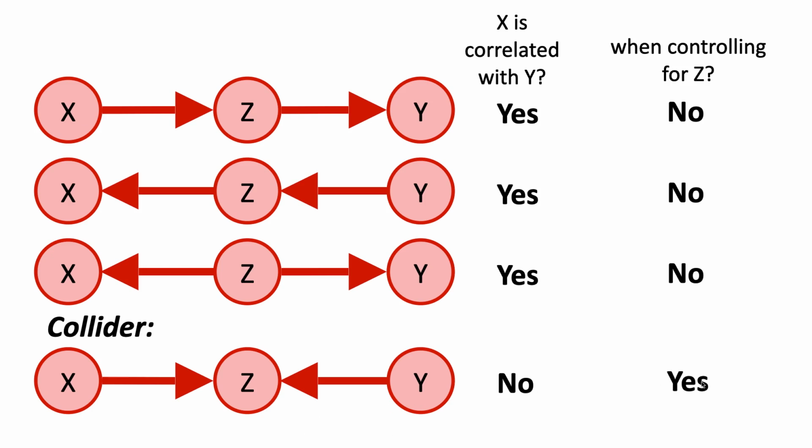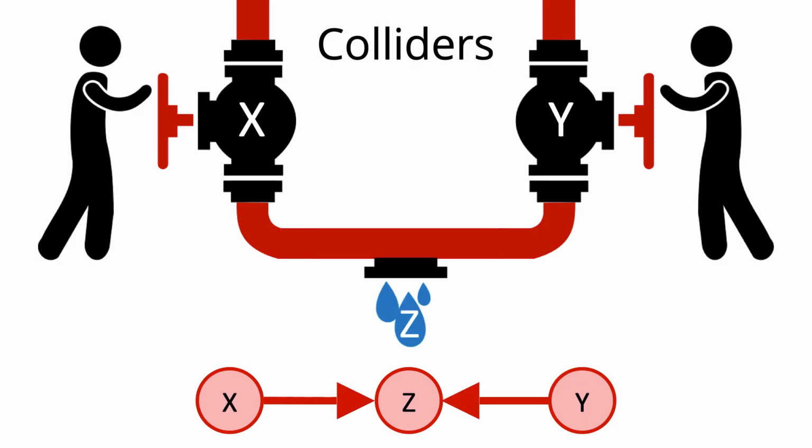To understand why this happens, I'm going to use another example. So let's imagine that we're both working at a water treatment plant, and it's our job to turn these levers to control the flow of water, and the water comes out of this pipe at a certain rate. So we can measure that rate, and the rate of water coming out is Z. The flow of water from my side is X, and the flow of water from your side is Y. So I can turn my lever up and down independently of you, and that will affect Z. What I do doesn't have any effect on what you do.